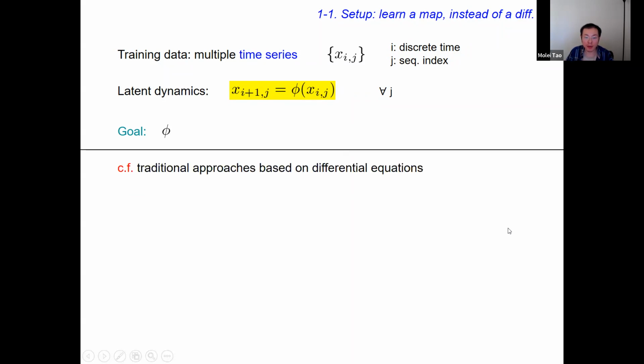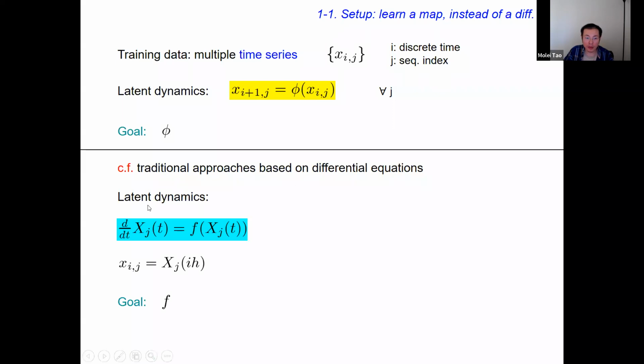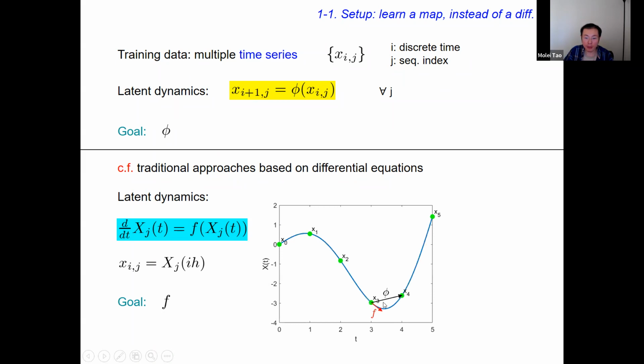That sounds very natural, but in fact, this is a little different from traditional approaches based on differential equations. It's very popular to assume that there is a latent dynamics governed by some differential equation, and then it generates a continuous trajectory and the observations. The time series are just the observations at discrete time of that continuous trajectory. And then this differential equation approach tries to learn this vector field F. But F is not the same as phi. Okay, so F is sort of like in the tangent and phi directly makes the jump.